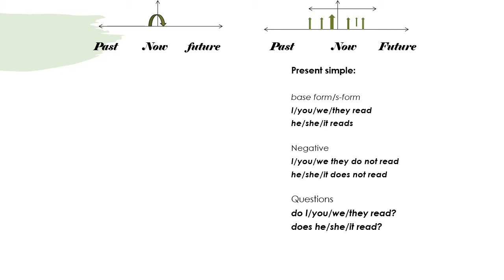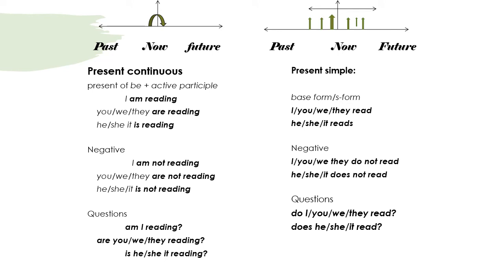In the case of third person singular like he, she or it, we use the base form plus s, like he reads or she reads. Whereas when it is I read, you read, we read or they read. The negative sentence will be he does not read or she does not read, I do not read, we do not read or they do not read. The questions would be like do I read, do we read, do you read, does he read or does she read.